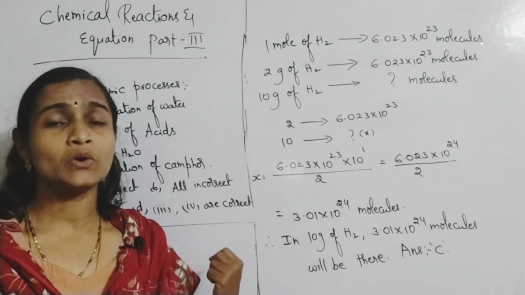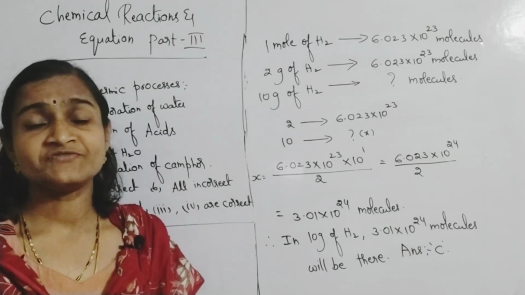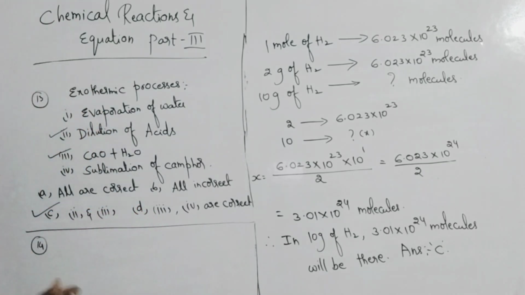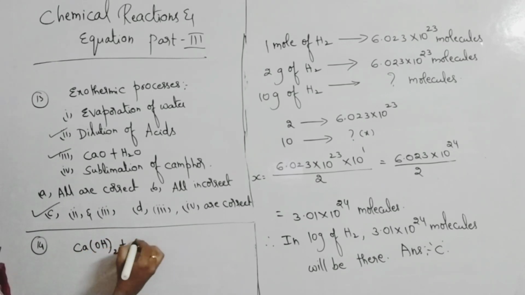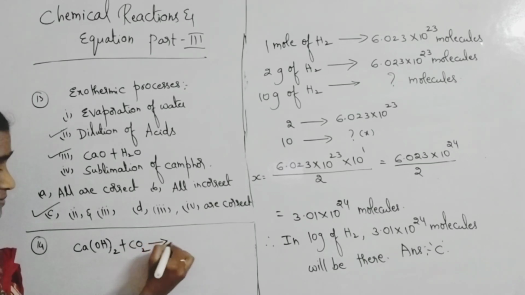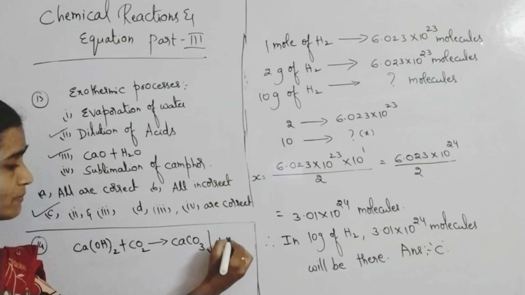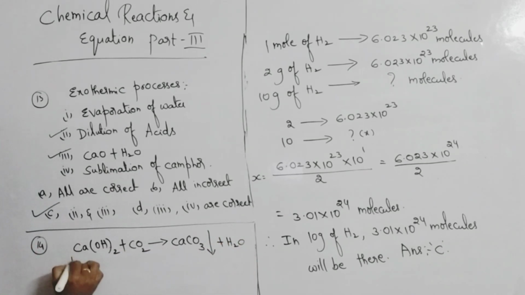Instead of writing the whole question and 4 options, let me recall. The test for carbon dioxide is what? It turns lime water milky. What is the reaction? Lime water is calcium hydroxide. When it reacts with atmospheric carbon dioxide, it forms a milky white precipitate of what? CaCO3 plus H2O.